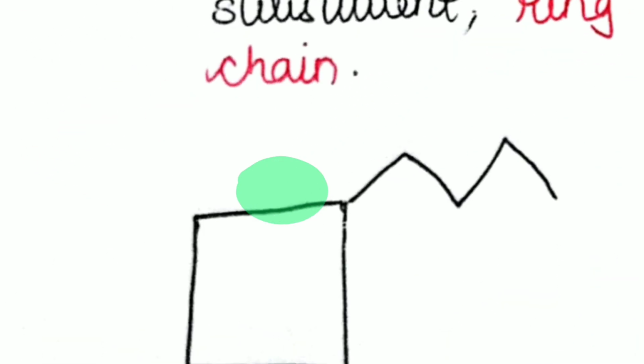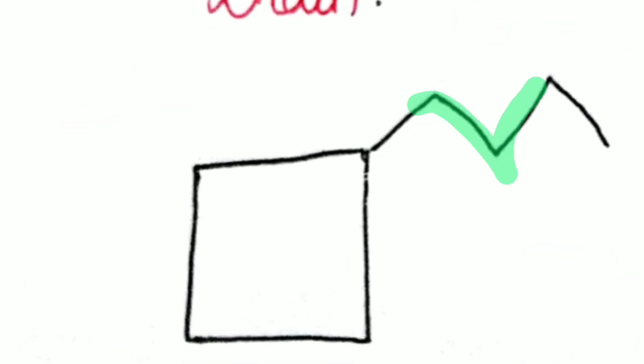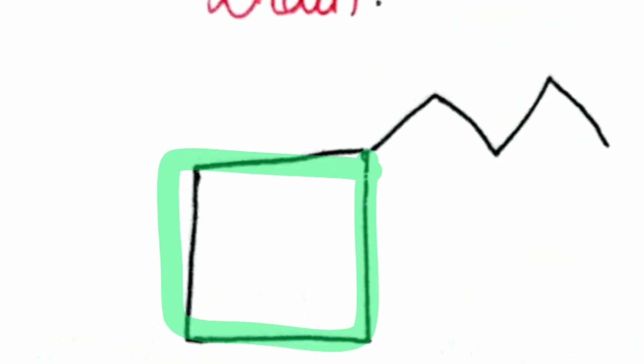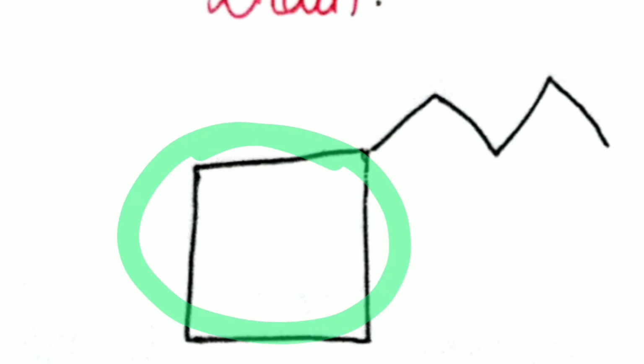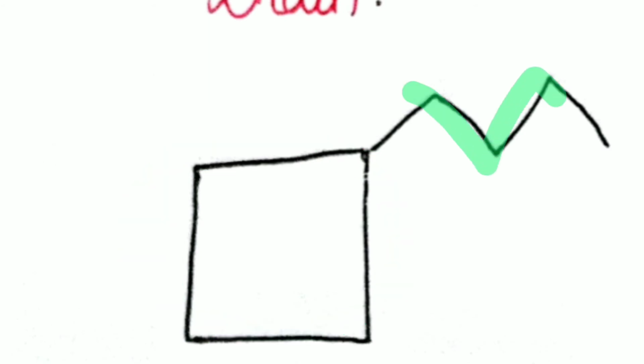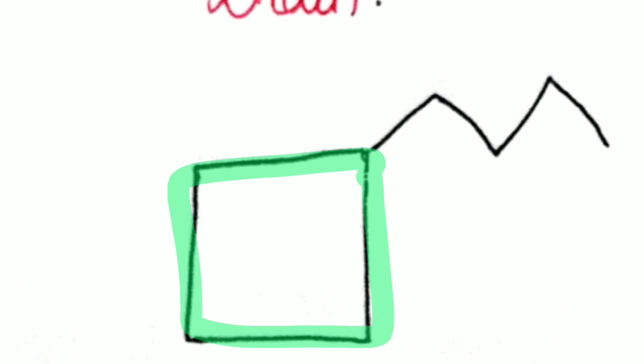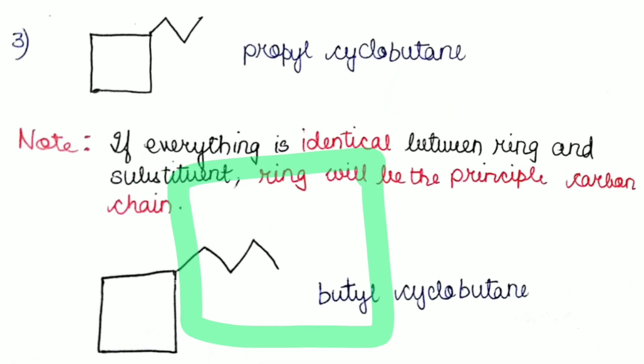So how will we name this compound, guys? It has 4 carbon atoms in the straight chain as well as 4 carbon atoms in the ring. So we'll be calling this butyl cyclobutane. That's how we'll be calling this compound.